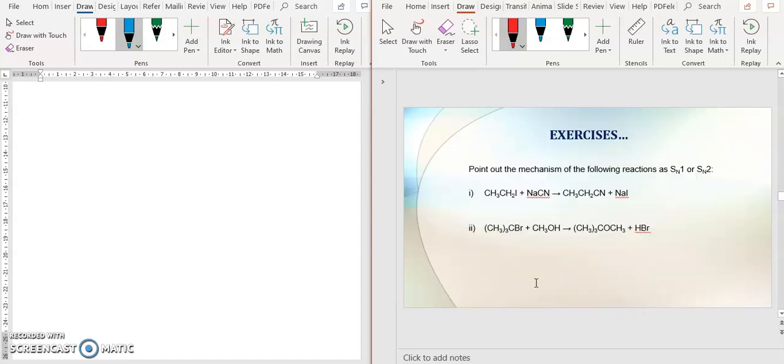Alright, so these are some exercises. The first one is SN2. Why? Because this is a primary alkyl halide. Methyl halide and primary alkyl halide are definitely SN2. For the second one, you can see the Br is attached to a tertiary alkyl halide. So for substitution reactions, a tertiary alkyl halide is an SN1 reaction.